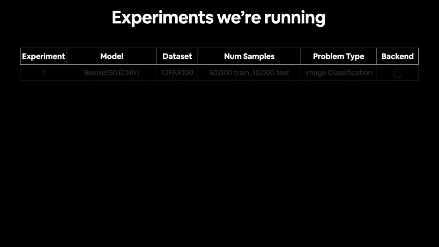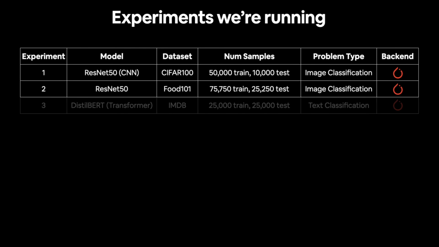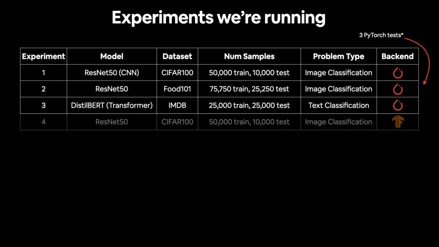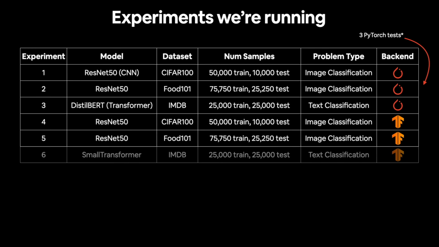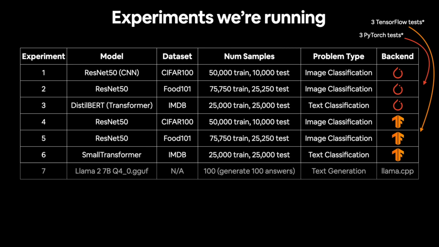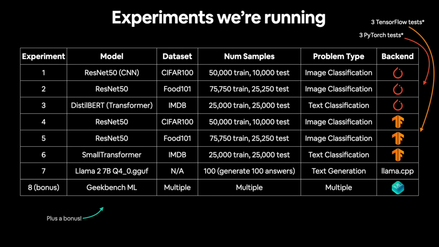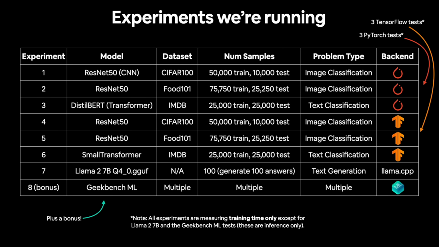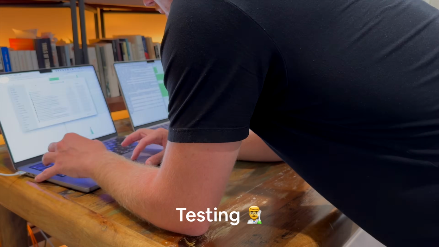We have 2 PyTorch tests, a computer vision, natural language processing test. And we have 2 TensorFlow tests, a computer vision and a natural language processing test. And then of course, something I'm really excited about, a Llama 2 test. So we're going to test the Llama 2 7B variant, which is a large language model for text generation. We're going to see how many tokens per second each of these machines can generate. Now, hopefully, if I've got all my code correct, it's going to run across all the machines. Let's do it.